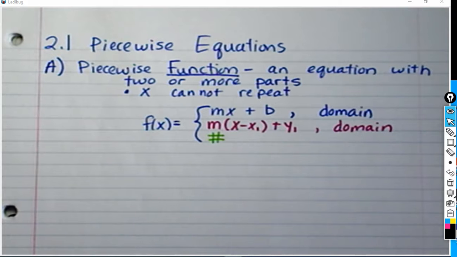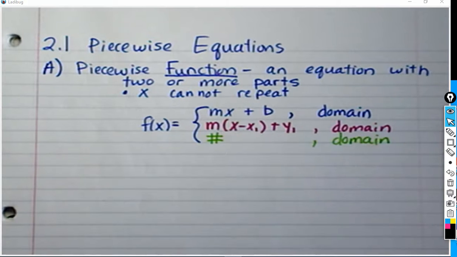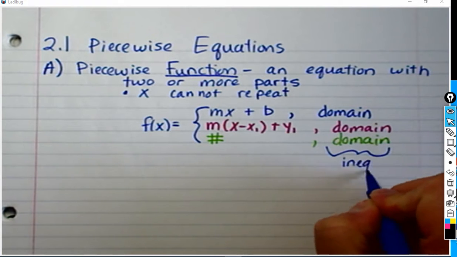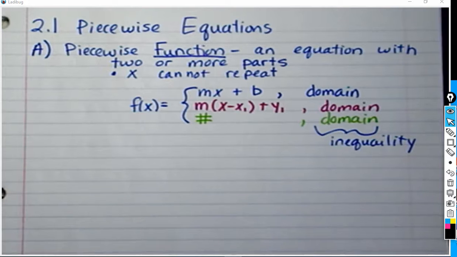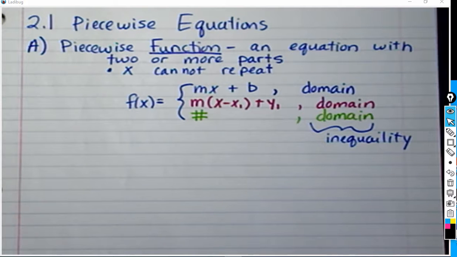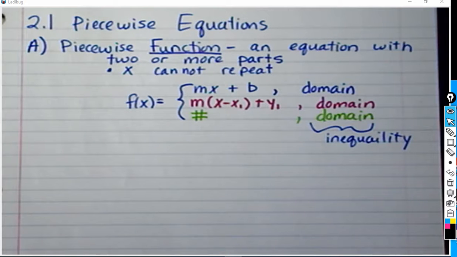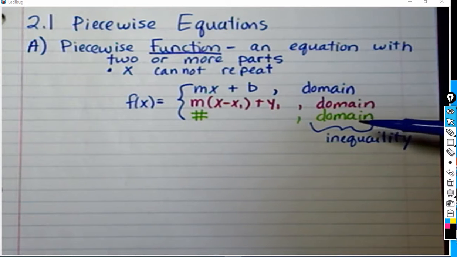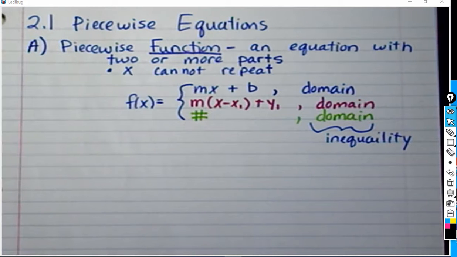Okay, so another part could just be y equals a number. These are in y equals format. It has to be solved for y. Comma, domain. Now, the domains here are typically written as an inequality. Remember we had those different notations, interval notation, set notation, just writing inequalities. The domains are usually written with an inequality. So in this particular example, we have a blue part, a pink part, and a green part. 3 parts. Each of them have their own specific domain.